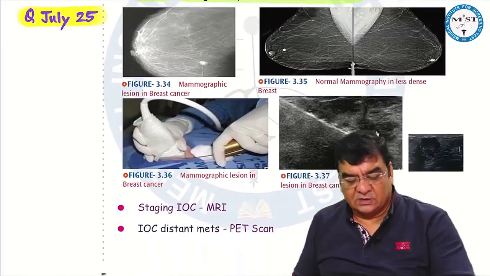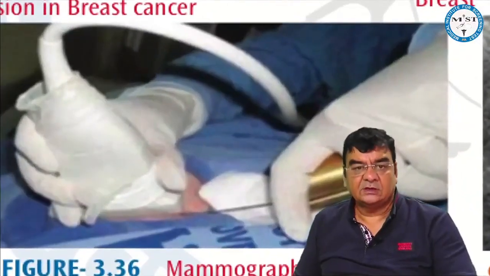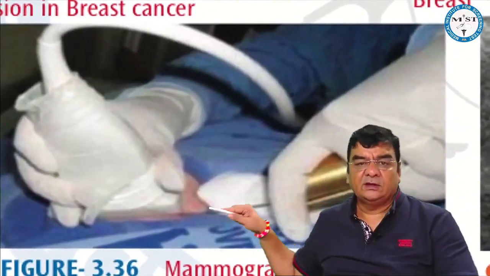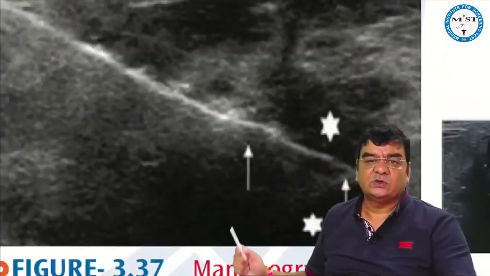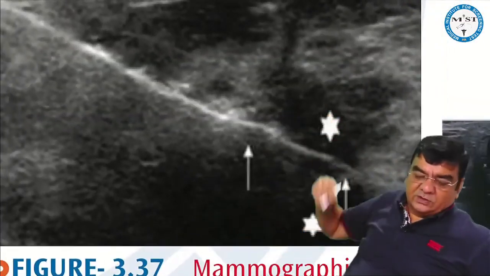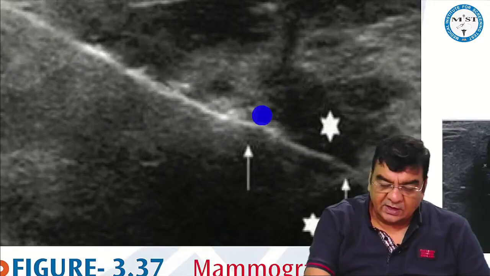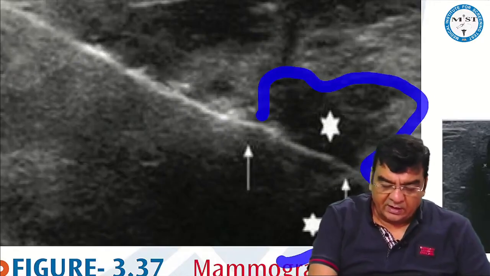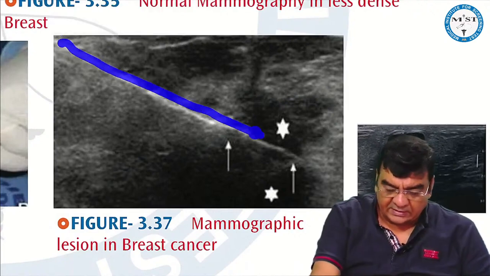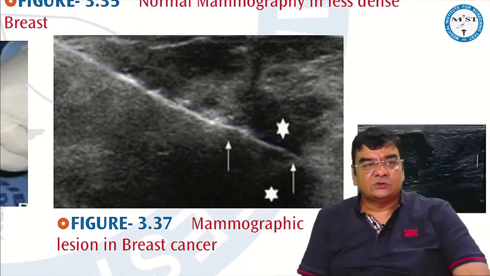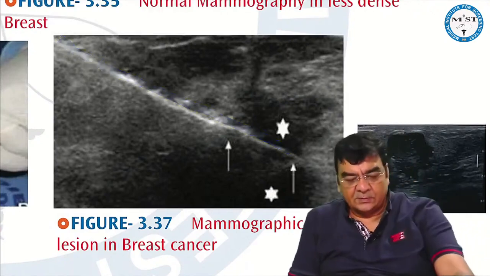This is how ultrasound guided needle biopsy is done. The ultrasound probe and the needle are going like this, and here we can see the inside story. This lesion that you are seeing is the hypoechoic lesion, and this is the needle which you are passing inside, and this is going to show the cancer.